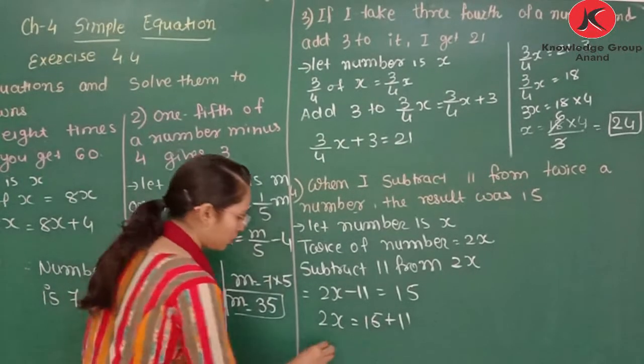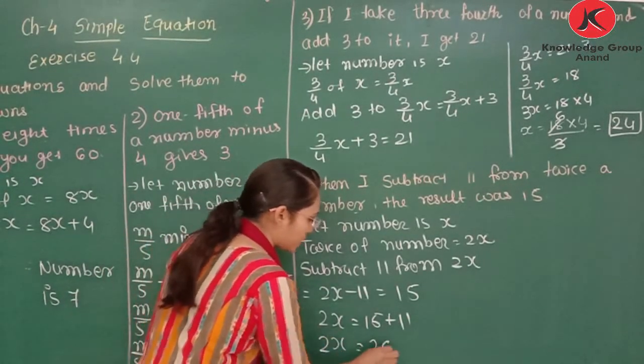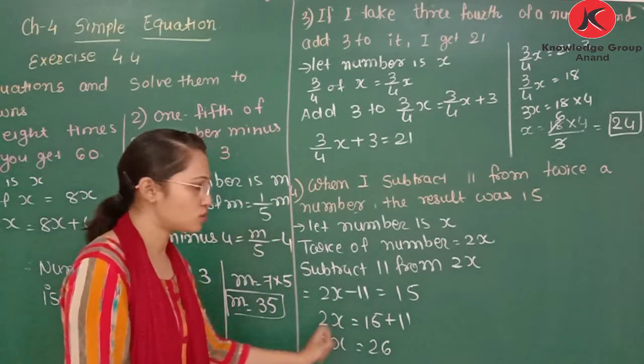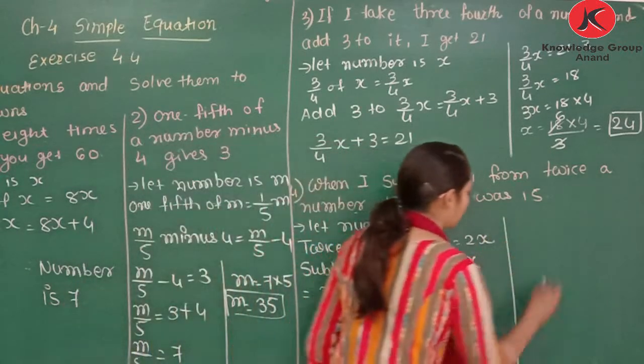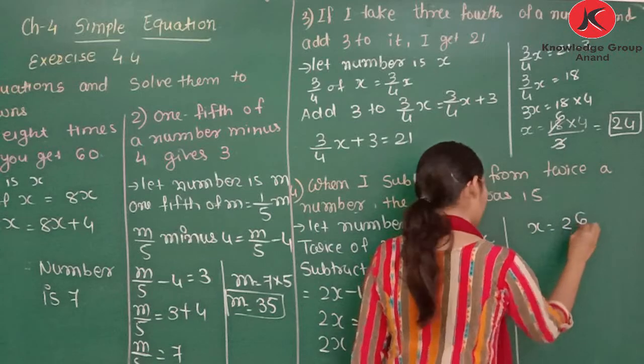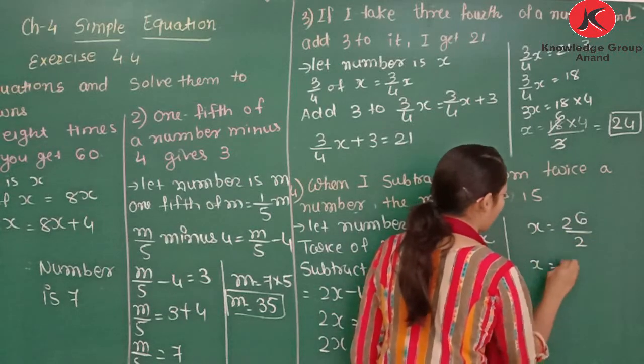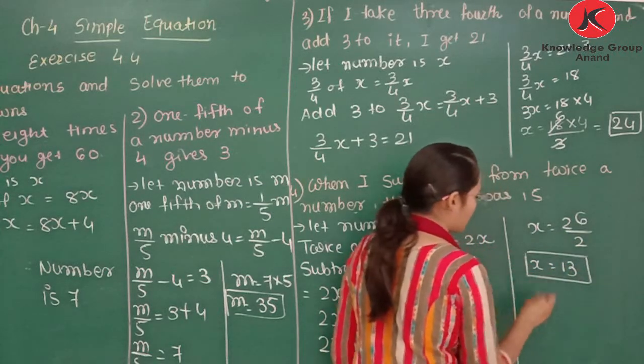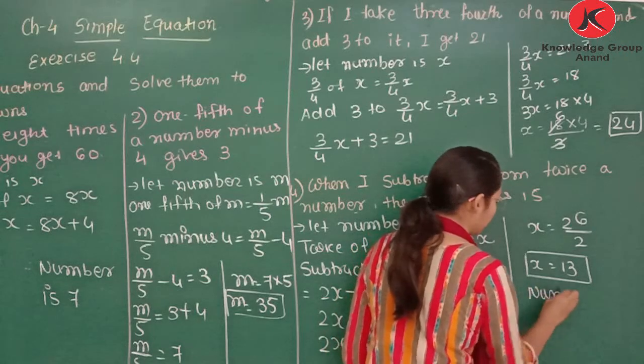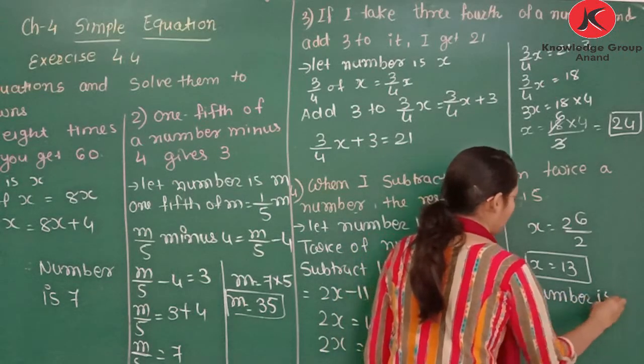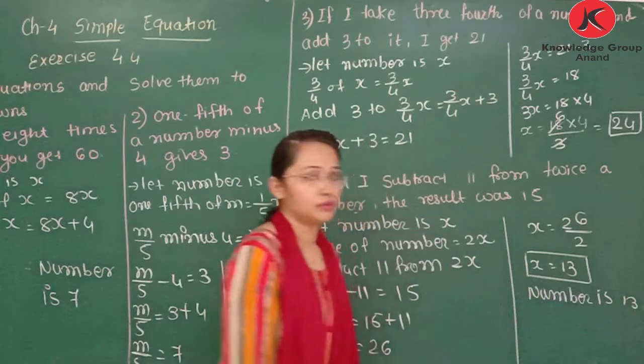15 plus 11, 2x is equal to 26. Now we need to find x, so 2 will be in a division. If you cut the common factor, you will get 13. So the number is 13.